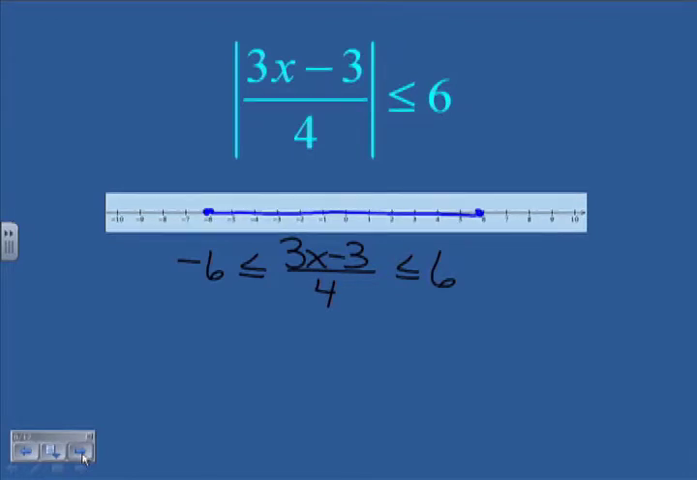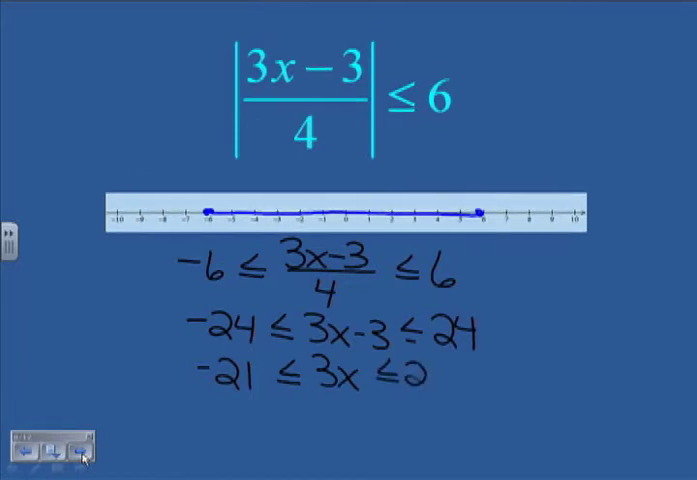To solve this guy, I'm going to multiply through by a positive 4, so I do not change the inequalities. And I get negative 24 is less than or equal to 3x minus 3 is less than or equal to positive 24. We know you're trying to get x by itself, so you want to look right here in the middle where the x is located. This minus 3 is the guy I want to get rid of now. So I add 3 everywhere. That gives me negative 21 less than or equal to 3x less than or equal to 27.